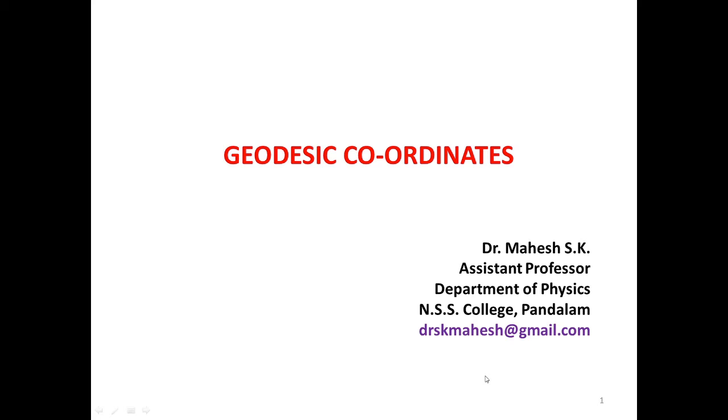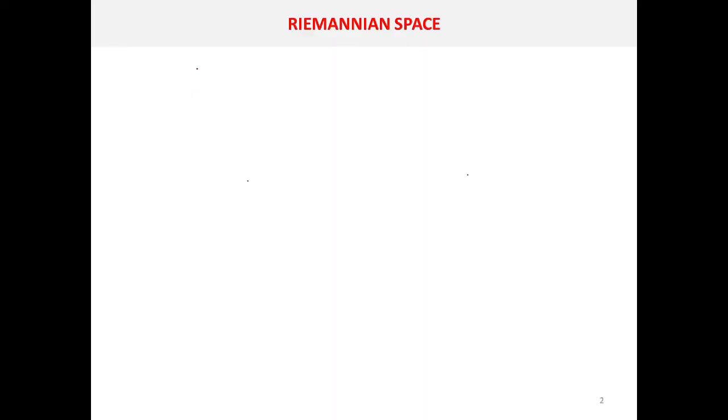Next is geodesic coordinates. The square distance ds² can be expressed as ds² = g_ij dx^i dx^j. In the case of a Riemannian space, this g_ij is the metric tensor, and if you are considering a two-dimensional space, the g_ij will have components g11, g12, g21, and g22. In the case of a Riemannian space, all these components can exist, and sometimes these coefficients, like g11 or g12, may be functions of x^i.